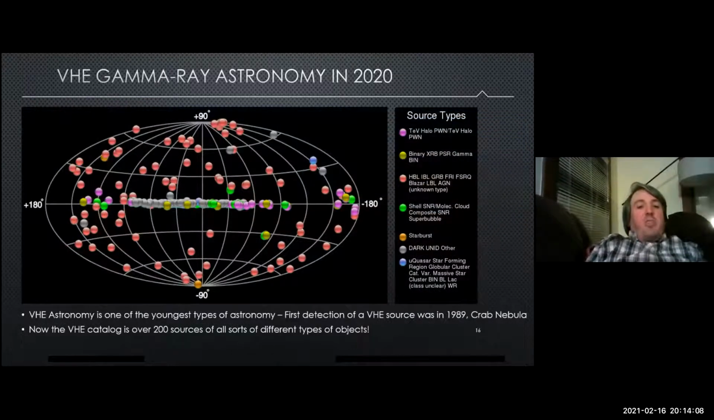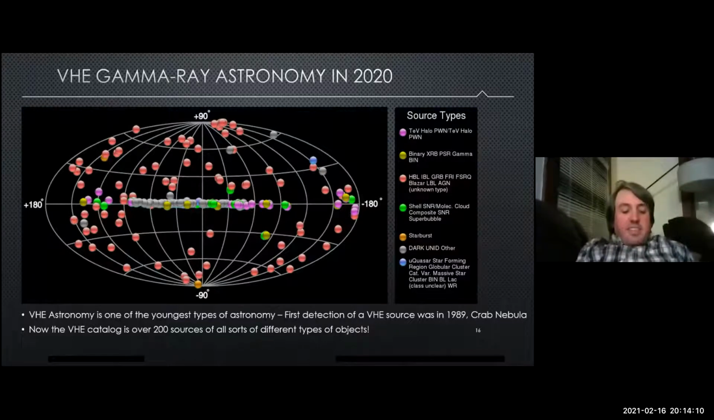VHE gamma-ray astronomy in 2020. To give you some historical background here, I started with VERITAS about 2004, 2005-ish. This is essentially the current map of the number of VHE sources out there. Each of these dots on this chart is a different VHE source. When I started in about 2004, there were only like 5 of these dots. All these dots here have been discovered in the last 10 to 15 years.